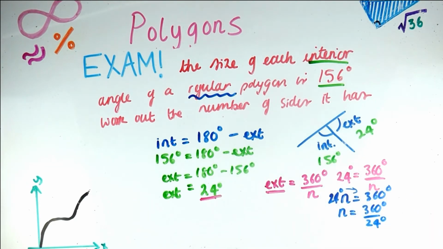360 degrees divided by 24 degrees, which tells me that n is 15. So it has 15 sides, this regular polygon.